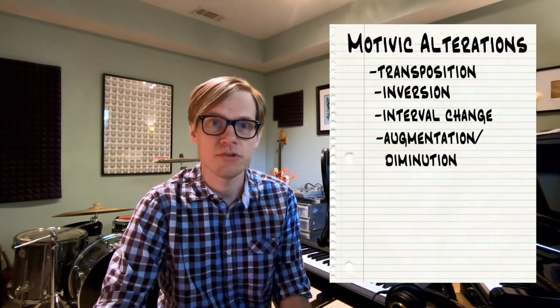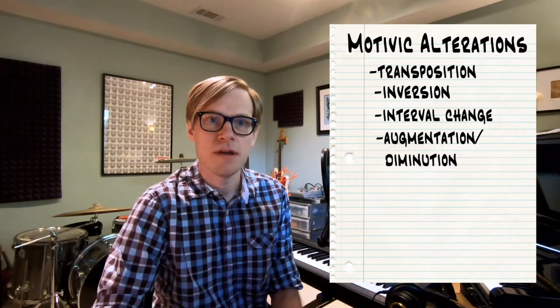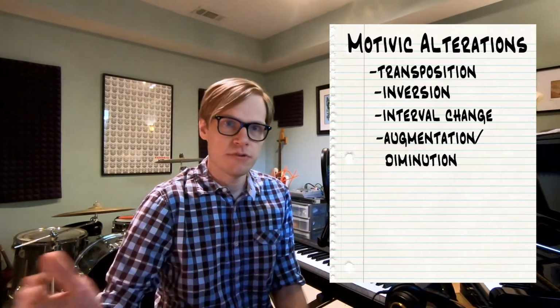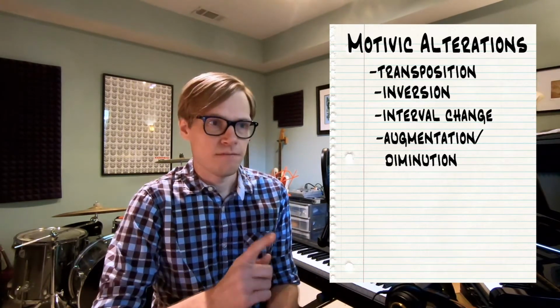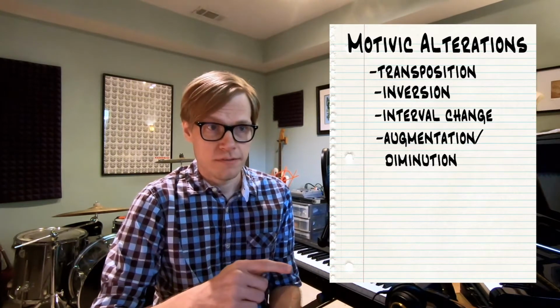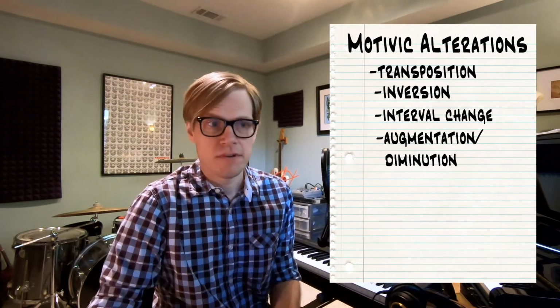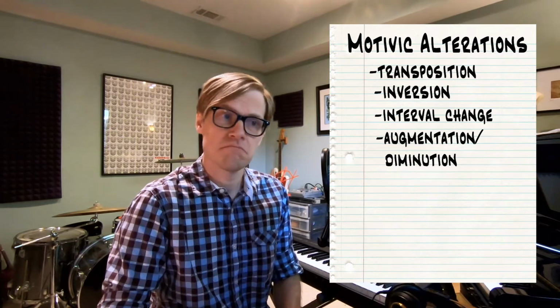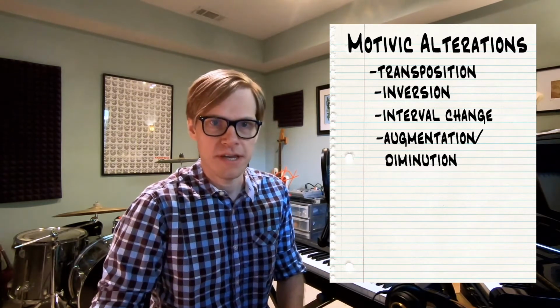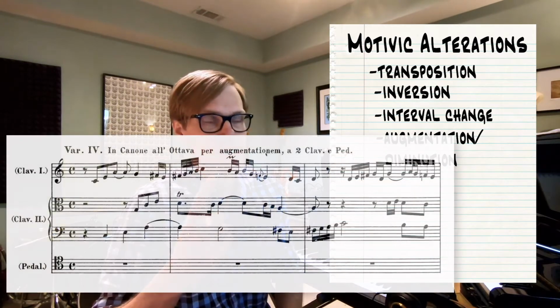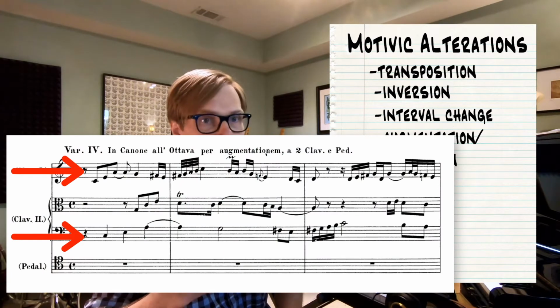Augmentation and diminution are kind of two sides of the same coin. The augmentation increases note values. For instance, if you augment a quarter note, you would get, say, a half note. Likewise, with the diminution, that same quarter note would now be an eighth note. Here's a pretty good example from Bach. Let's take a listen.